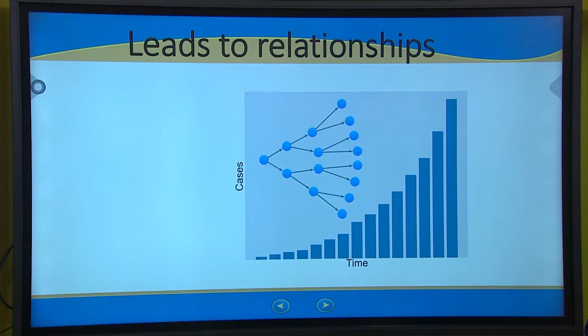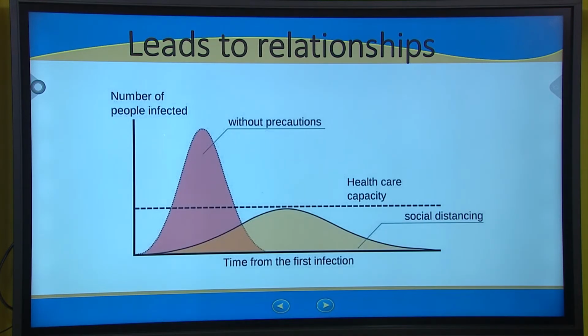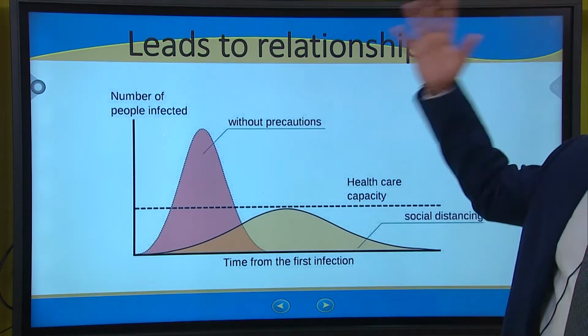Now I start to understand that this virus is just not something on its own. Over time, it is having an impact on us. And what does that impact look like? We all saw this, flattening the curve, right? Everyone has seen this graph. If you haven't seen it by now, then you're not keeping up with the news. Okay, what does this tell us?